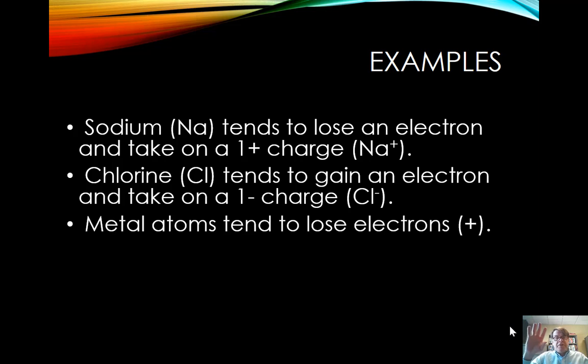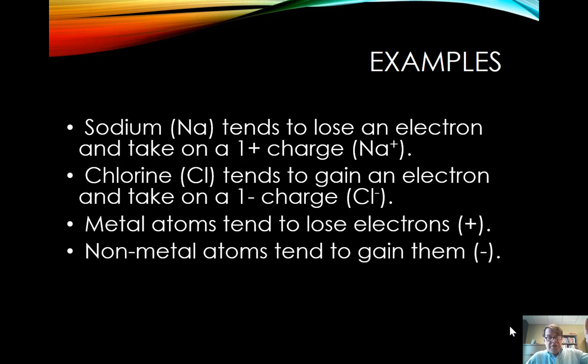In general, the trend is metal atoms, which are on the left side of the periodic table, tend to lose electrons and become more positive. They lose their negativity and they become more positive. While non-metal atoms, which tend to be on the right side of the periodic table, tend to gain electrons. And so you often have these marriages between the left side and the right side of the periodic table.